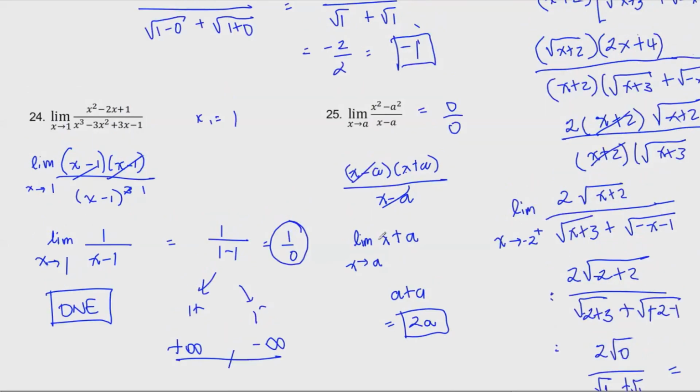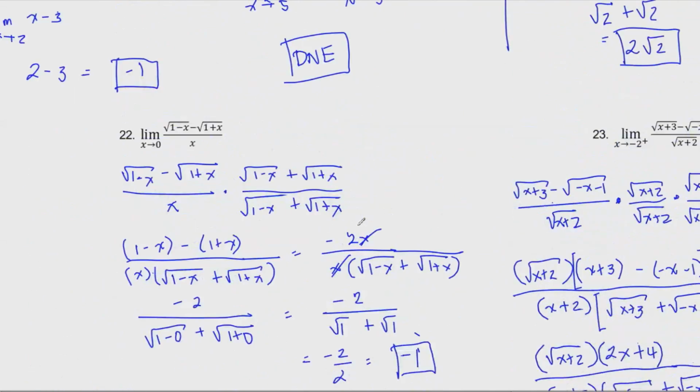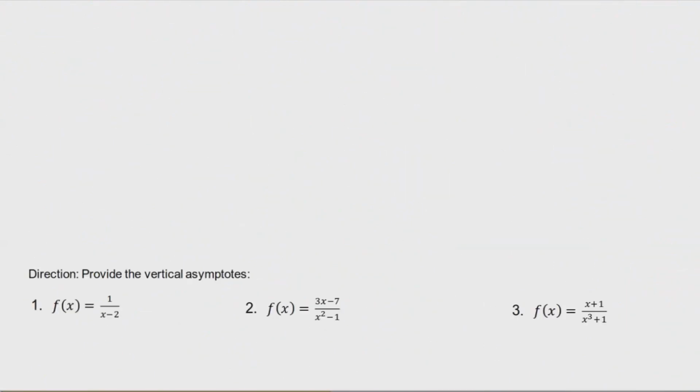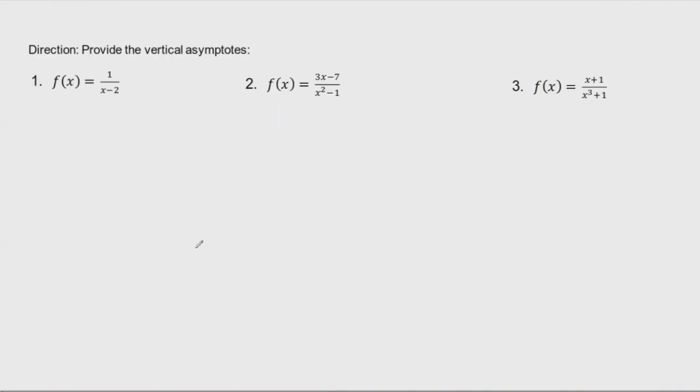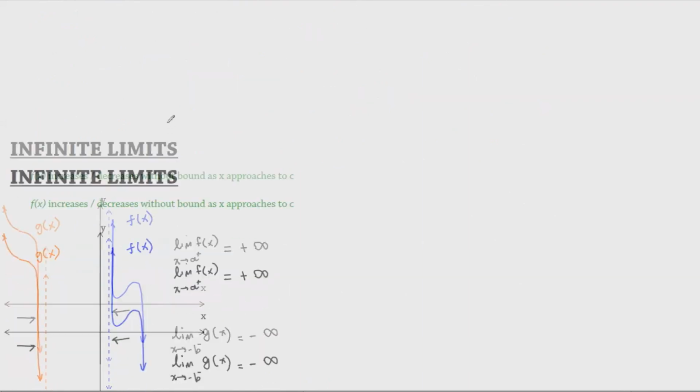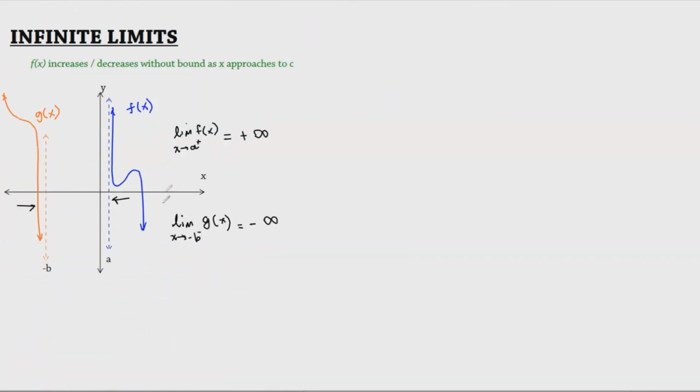So now we're done with continuity and limits. Now let's proceed with another one from the infinite limits, and the direction is to provide the vertical asymptotes. So let's go back to the infinite limits, and let's try to define what a vertical asymptote is. This is what we call the vertical asymptote, these broken lines here.